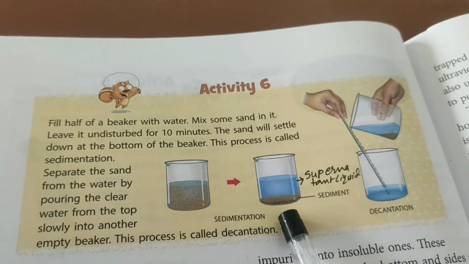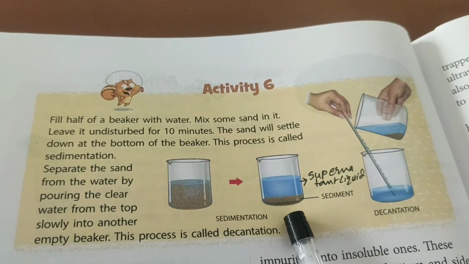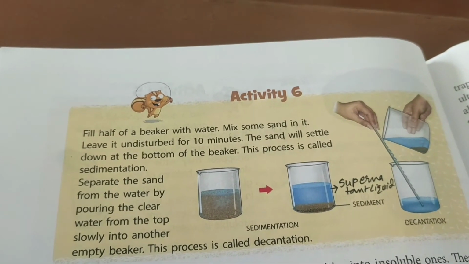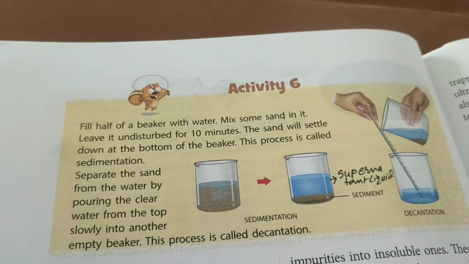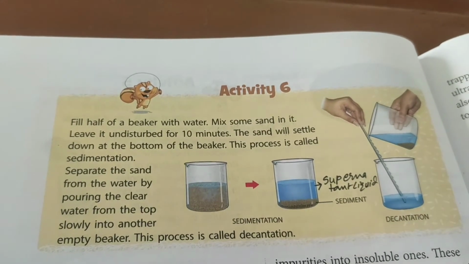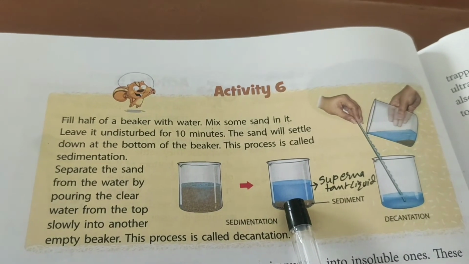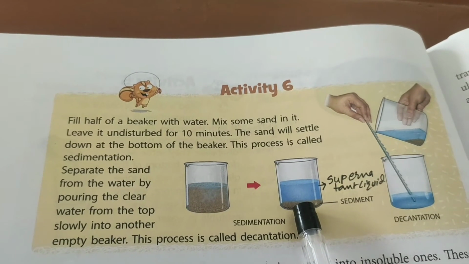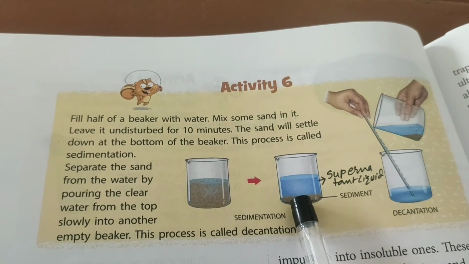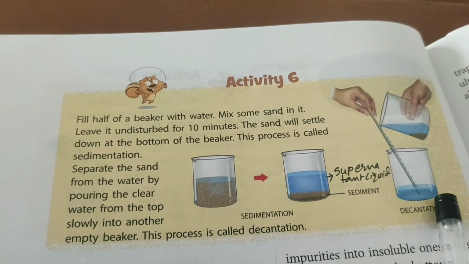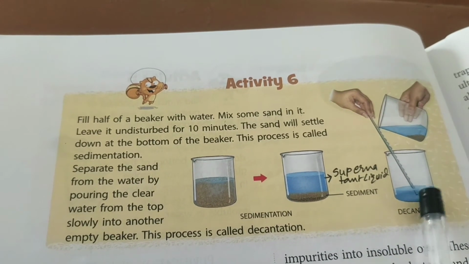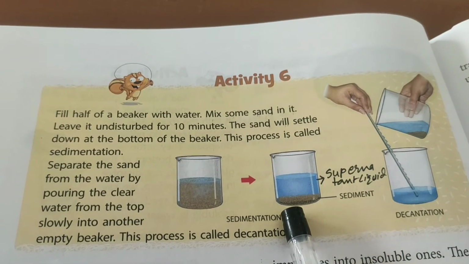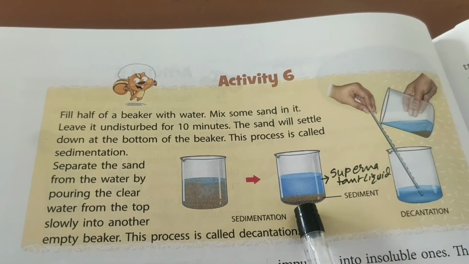Now in sedimentation we can see sediment. What is sediment? Sediment means the insoluble solid components which settle down at the bottom. Now you can see clear water, this clear liquid which is separated out from its suspension after sedimentation is called supernatant liquid. So this supernatant liquid is separated with the help of a glass rod into another beaker without disturbing the sediment, and we get clear water. This is sedimentation and decantation.